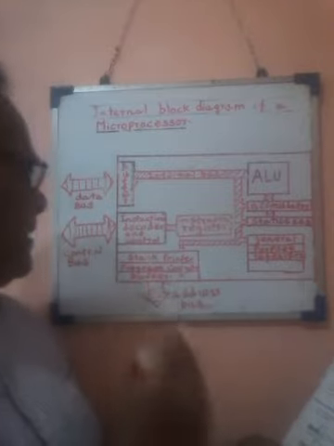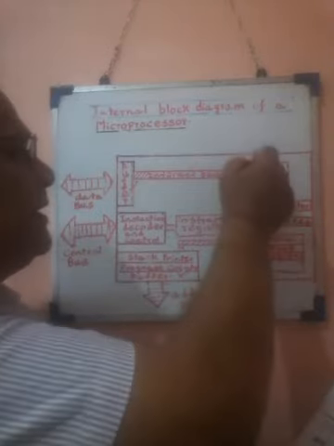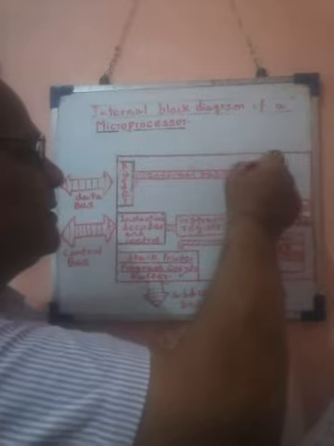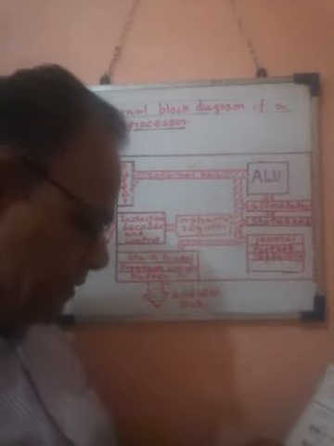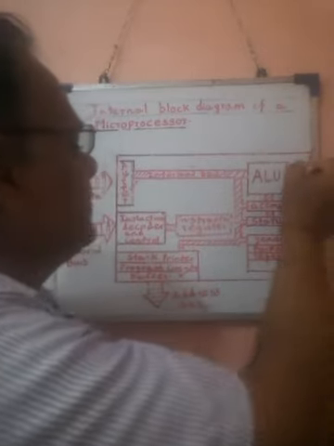Then the ALU circuit. This is the ALU circuit. ALU stands for arithmetic logic unit. It performs mathematical and logical operations. Any logical operation can be created with this block.